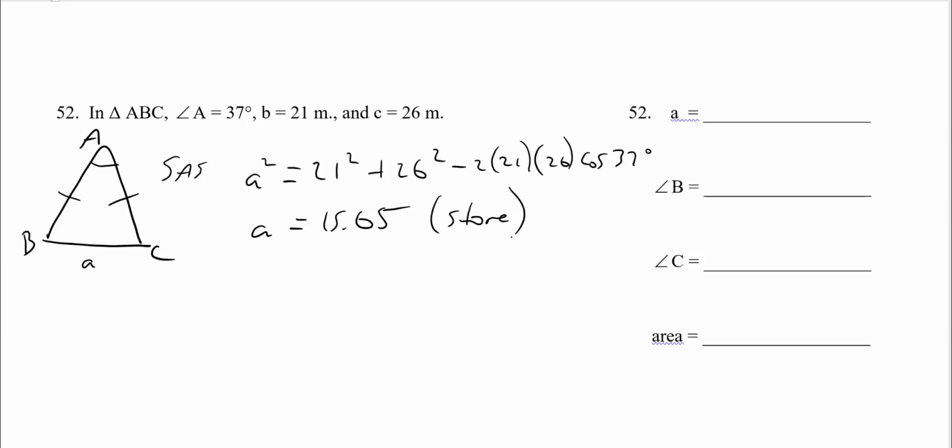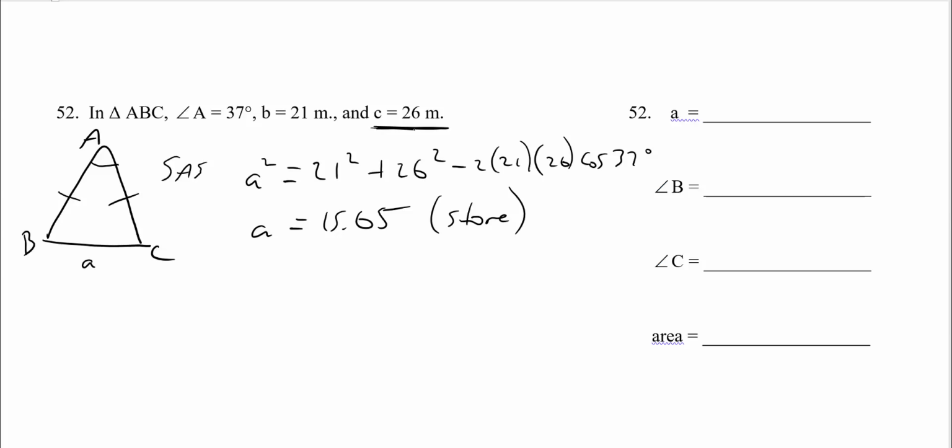All right, so remember, guys, do not find the largest angle with law of sines. Don't do that. I can tell you right away that the largest angle is going to be angle C because 26 is the biggest side. So don't do that. That would be really bad.